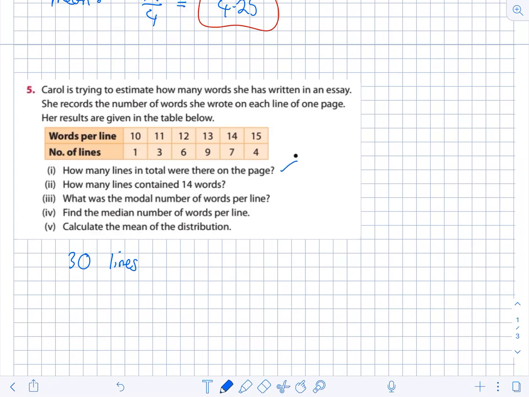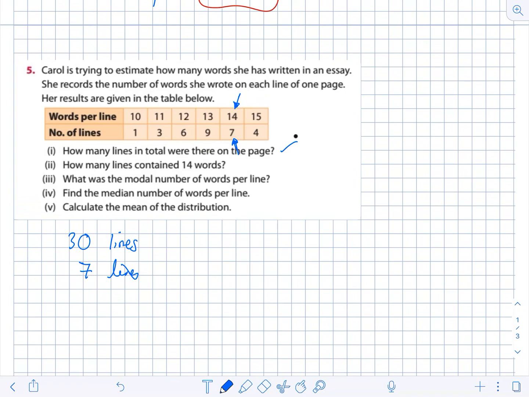Okay, that's quite a handy question. God, if that came up in your Leaving Cert, you'd be grand, wouldn't you? How many lines contained 14 words? That's just checking, can you read this table? And 14 words is in here, but there were 7 lines that contained 14 words. So 7 lines.